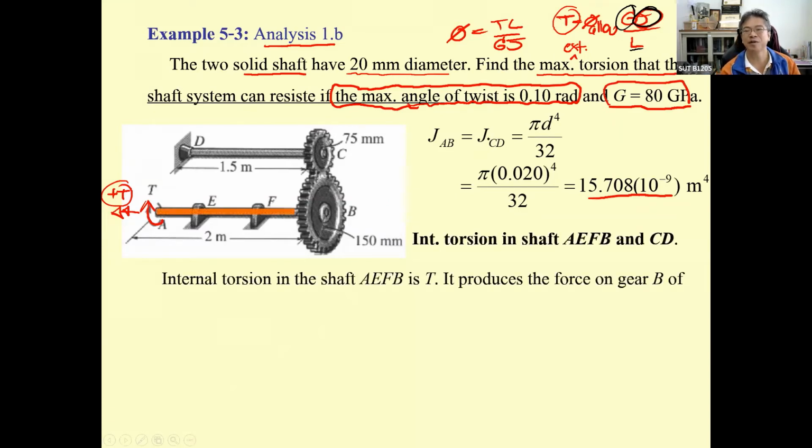So first, we find the internal torsion in the shaft. The torsion T is going to be produced everywhere in this orange shaft, in this AEFB shaft, to be T. So the torsion over here is going to be T. But due to the gear, it's going to produce the force F, in which the T is going to be 150 millimeter times F.